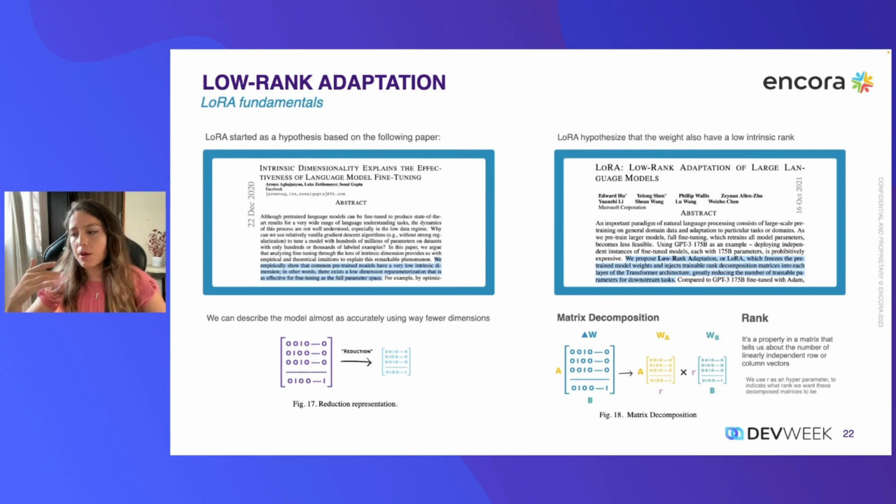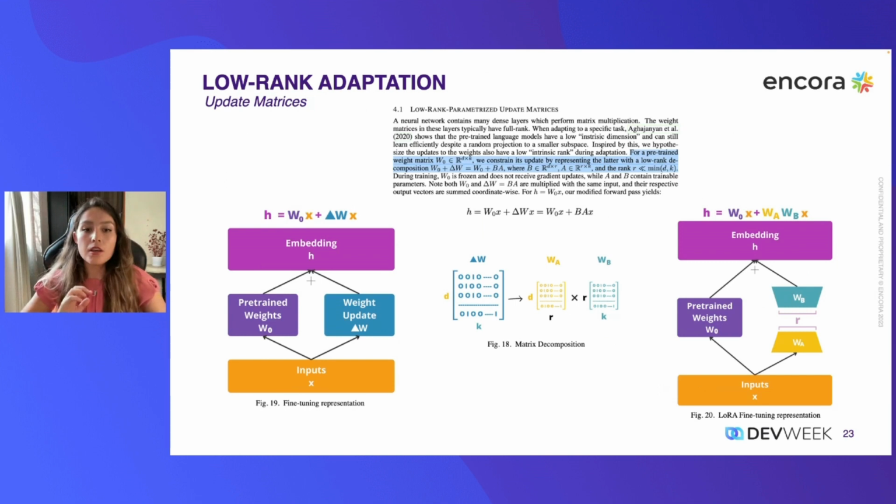Rank is just a property of the matrix that tells us the number of linearly independent row and column vectors. So, having this concept of rank and the concept of matrix decomposition, we obtain LoRA. We are going to use matrix decomposition to represent this very large matrix as a smaller combination of matrices.